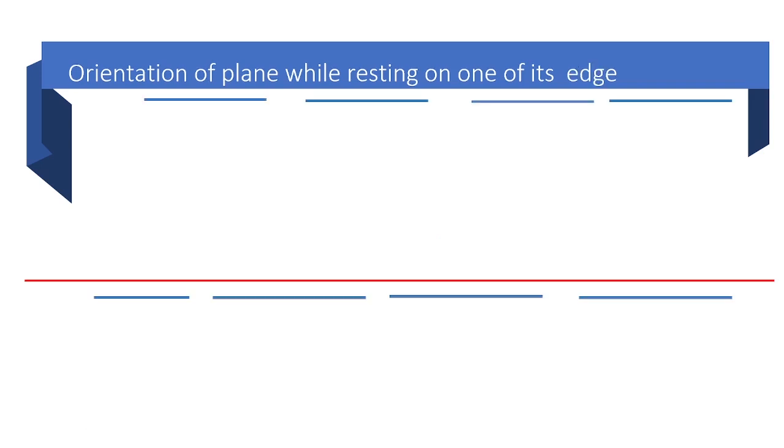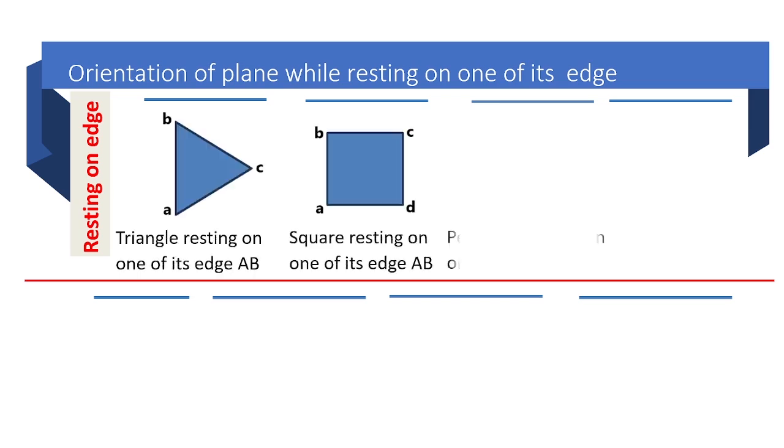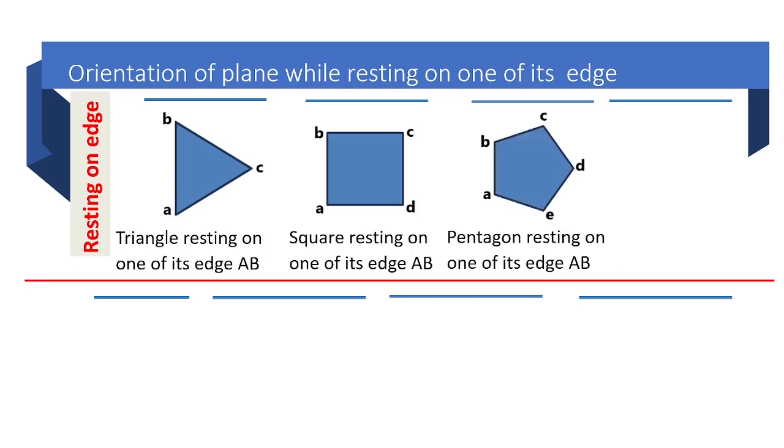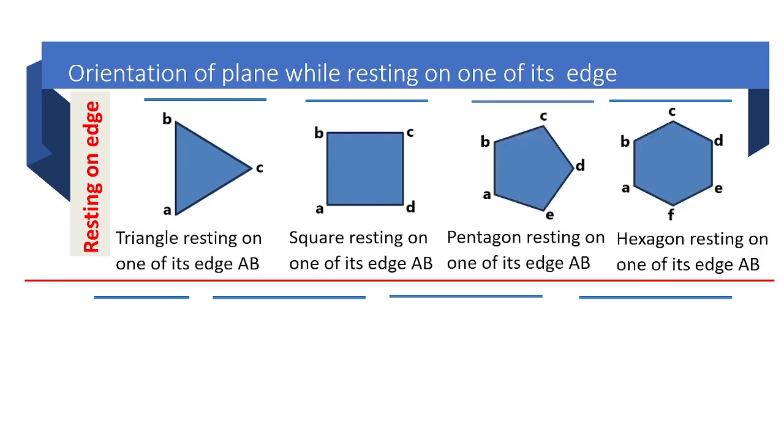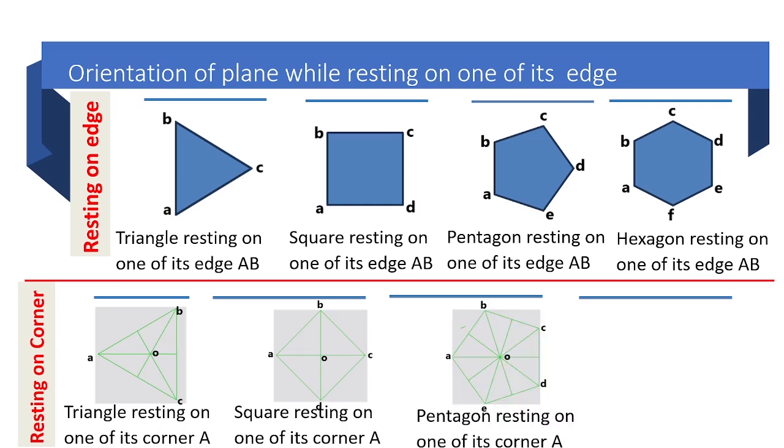So let us summarize all the positions of the plane when it is resting on edge. First, what is shown is a triangle, then it is a square, then pentagon resting on edge and hexagon resting on edge. We will compare these positions with the plane resting on the corner. So triangle resting on corner, square resting on corner, pentagon resting on corner and hexagon resting on corner.